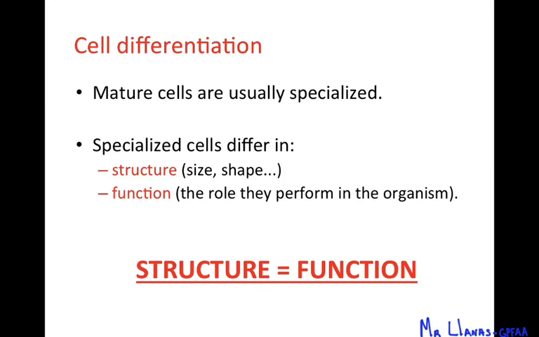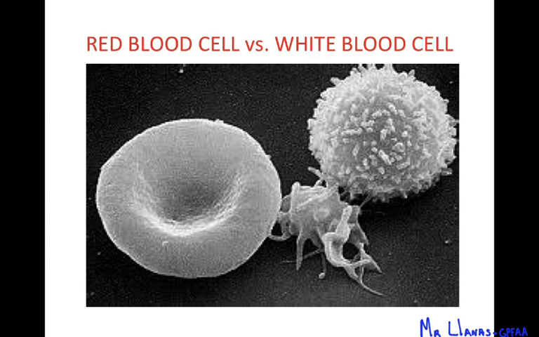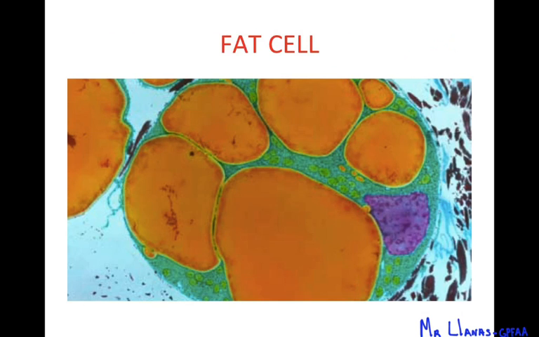Cell differentiation is going from a stem cell to the actual cell that it's going to be in our bodies, and having that specific shape so that it can perform its function, like the red blood cell here and the white blood cell that we just talked about a minute ago. Okay, the fat cells, you can see how big they are, and they have all this storage where they store fat, right? That's their job, that's their function.